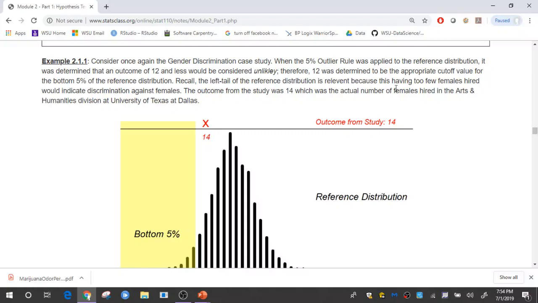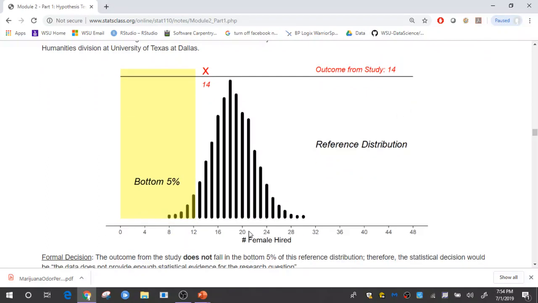So again, in the gender discrimination case, the 5% outlier rule was applied to the reference distribution, and it was determined that 12 and less would be considered unlikely. My number line went from 0 to 48. The distribution was 38.3% of the way up. My study outcome for the arts and humanities division was 14. And that bottom 5% would be 12 and anything below 12.